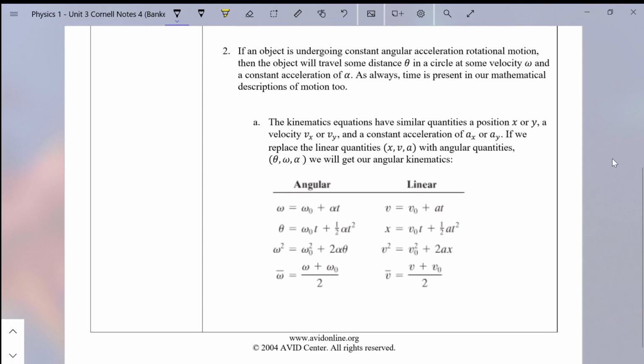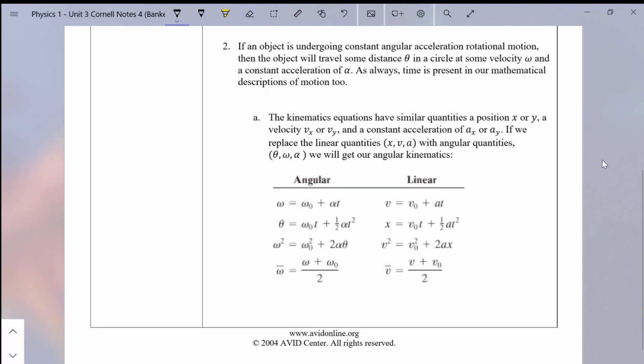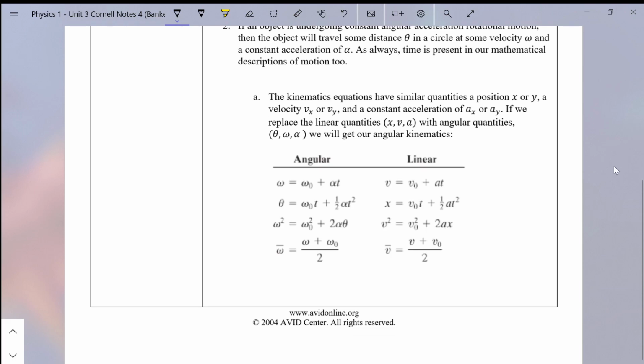So if an object is undergoing this constant angular acceleration, then an object will travel some angle theta in a circle at some angular velocity omega and a constant acceleration of alpha. As always, time is present in our description of motion too. There's always going to be a time component to motion. I kind of briefly touched on this earlier in this unit, where we have these analogies between linear and angular velocity, omega and v, and theta versus x and all those things.